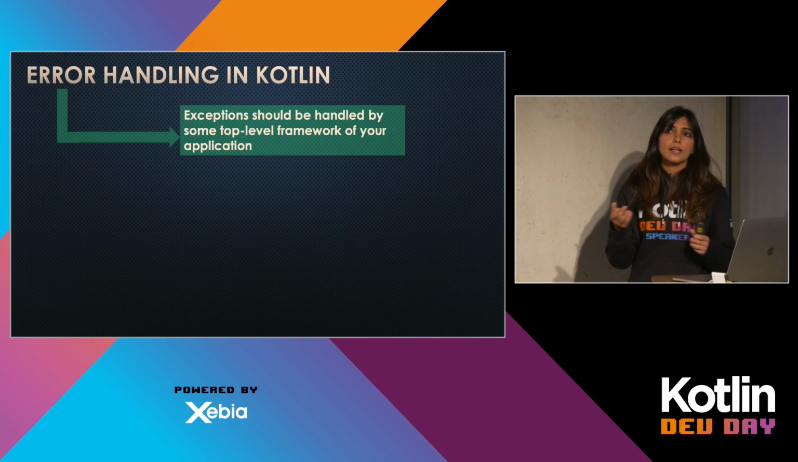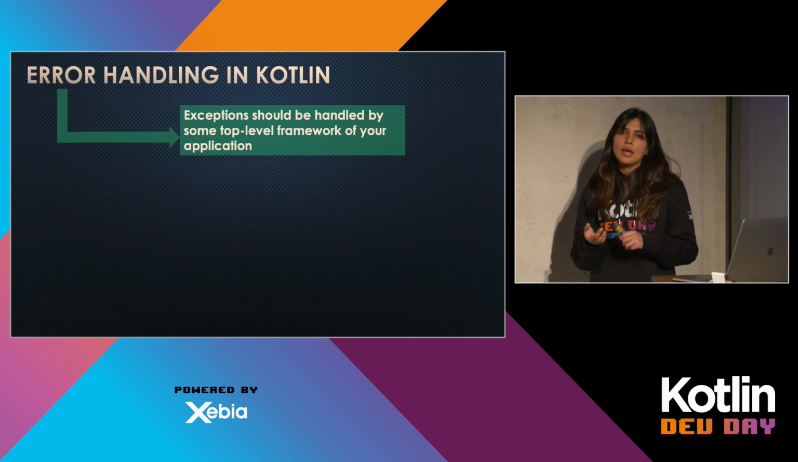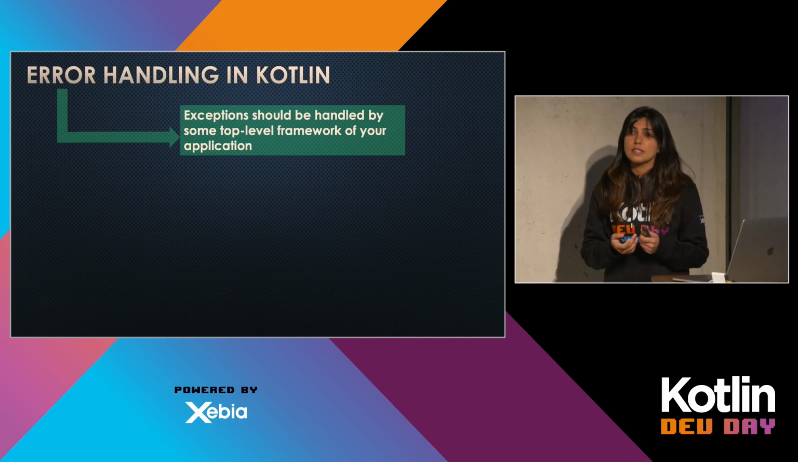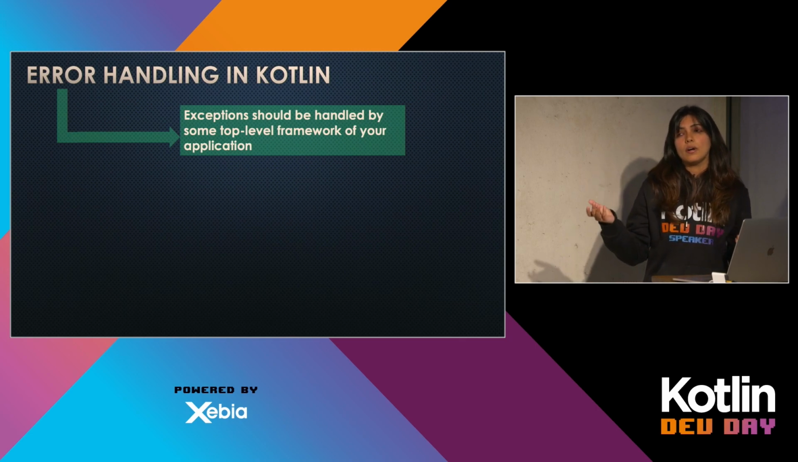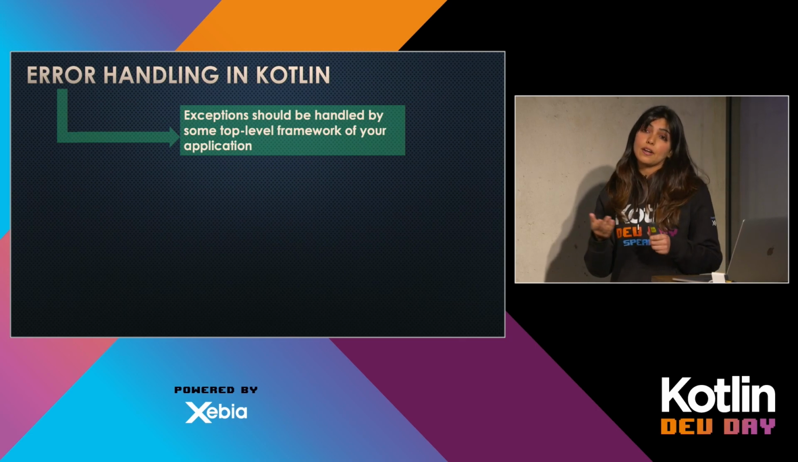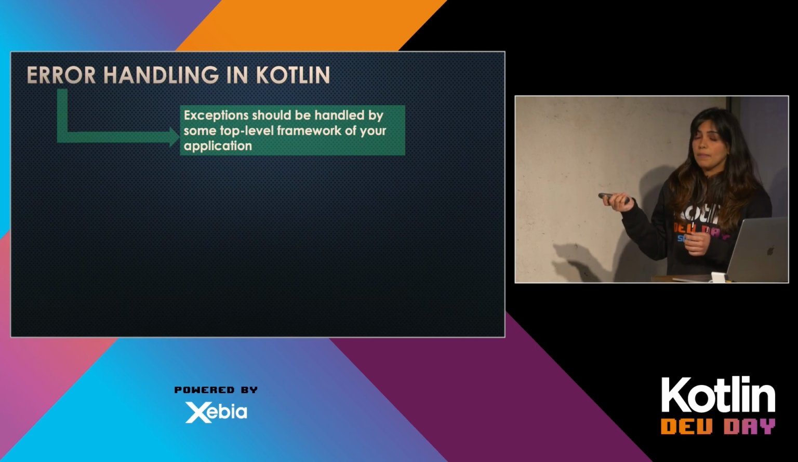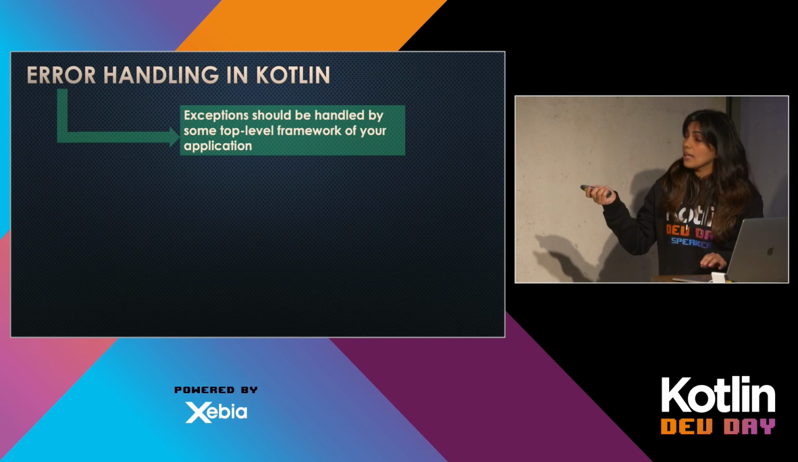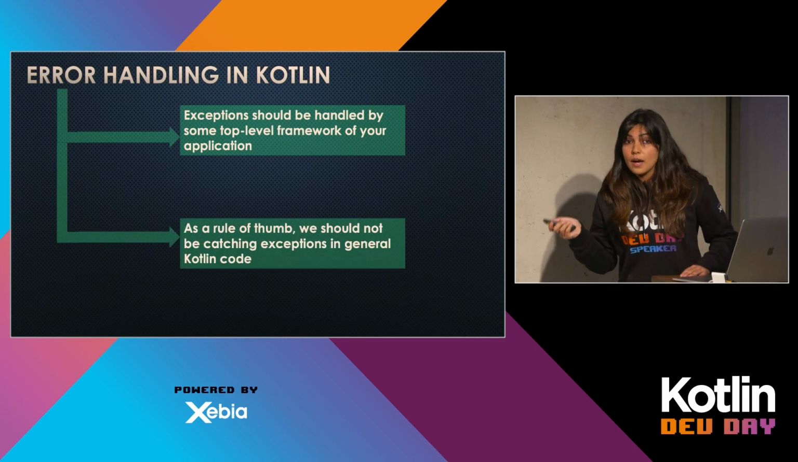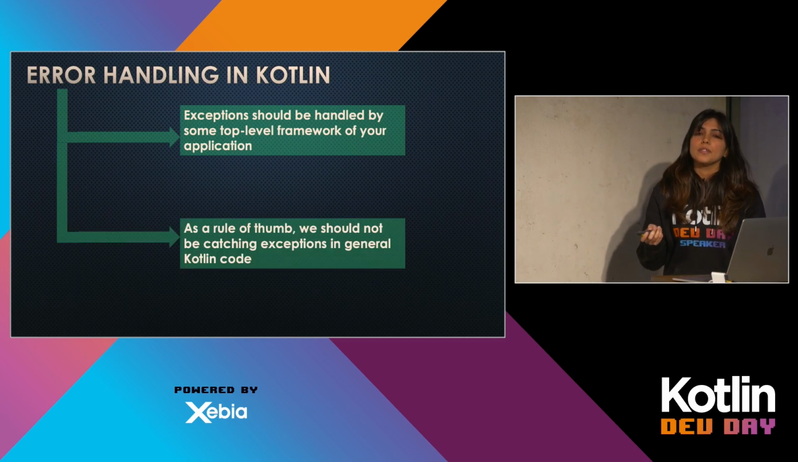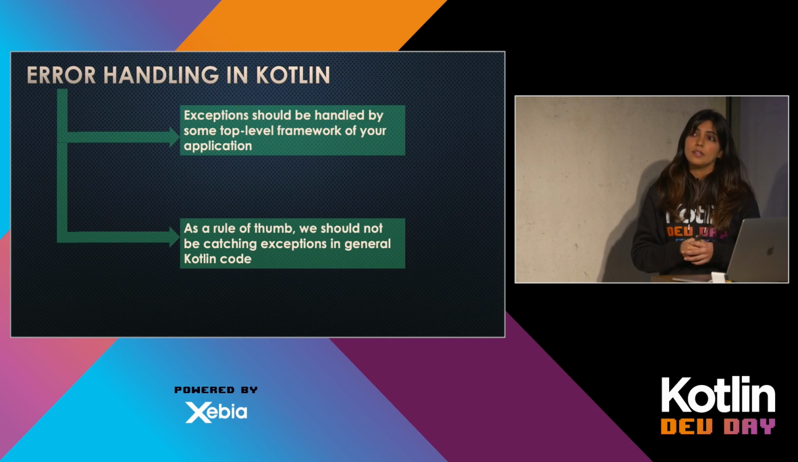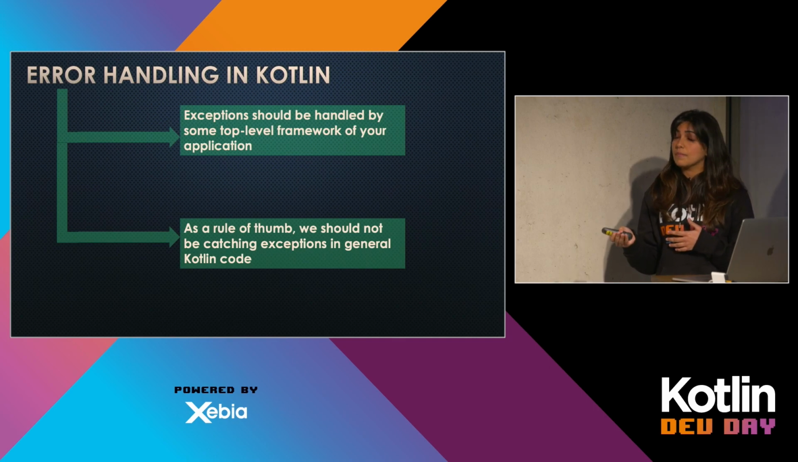For example, again you have an input-output exception, and the user fills in an invalid input and you want to basically return an appropriate error message to the user. So that exception should be handled by the top-level framework. Having said that, as a rule of thumb, you should not be catching exceptions in your pure Kotlin code. This is probably what you would do in Java. However, in Kotlin, this is regarded as a code smell.